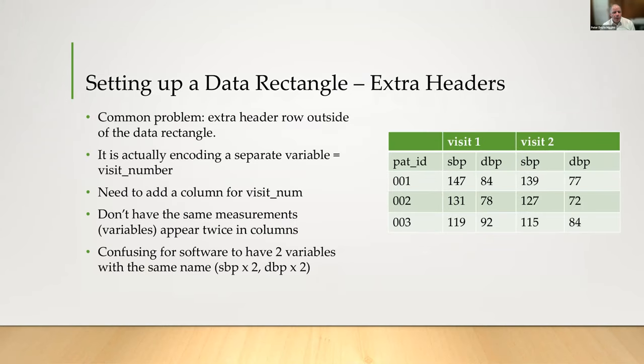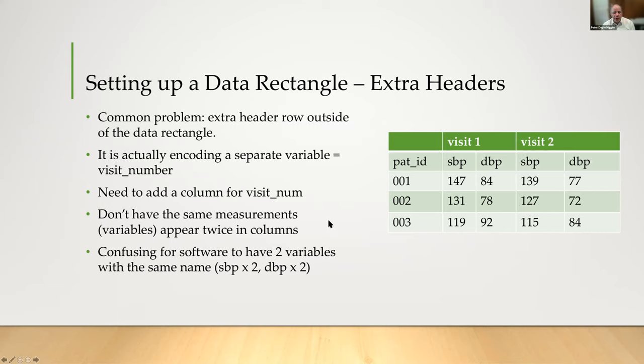So a common problem is extra headers. So here's our header row, we would think, single header row, but we have an extra header row for visits. And we've talked about this in the last few slides. It's actually encoding a separate variable, the visit number. So you need a column for that in your header row for visit number.